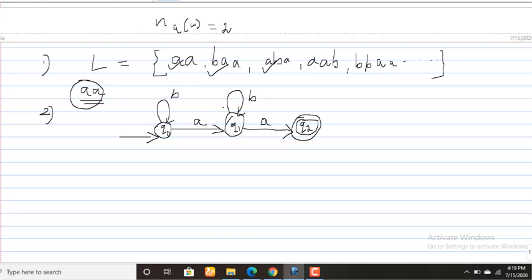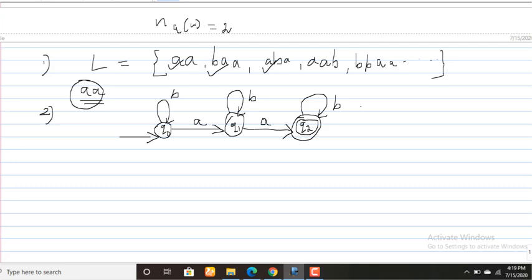Next, AAB. So on receiving A, Q0 goes to Q1. On receiving another A, it moves to Q2. So on B, I make it a self loop. Okay. Next, BBAA. So B, another B, again the same in the Q0 state. So next A moves to Q1 and the next A moves to final state Q2. Okay. So I think our construction of the DFA is over here.